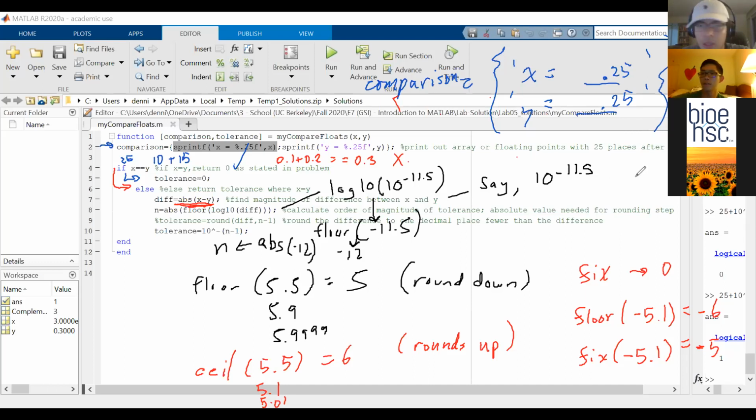Just before I do that, does anyone have any questions on why the log 10 of the number will help us get the order of magnitude? I do. If you can go over that, Dennis. Why log 10 will help us get the order of magnitude. Sure, I can do that.